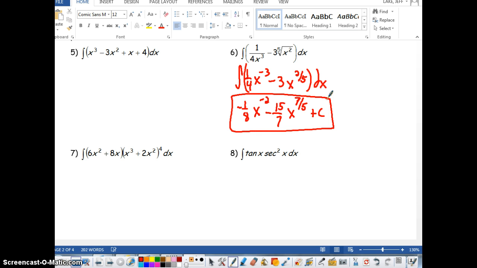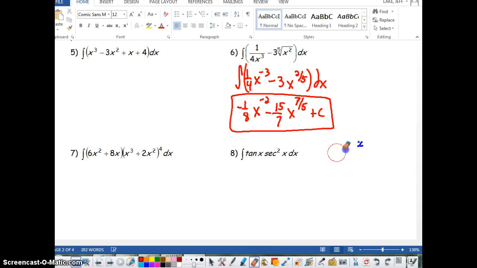Number 8, very similar. You have tangent and you have secant squared. Typically, when you have two trig functions, you need to replace one of them as u. That's exactly what we're going to do right here. We're going to make the u equal to my secant of x. I'm sorry, that's incorrect. We're going to make my u equal to the tangent of x. So this is a little bit different.